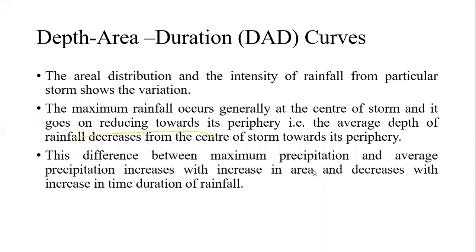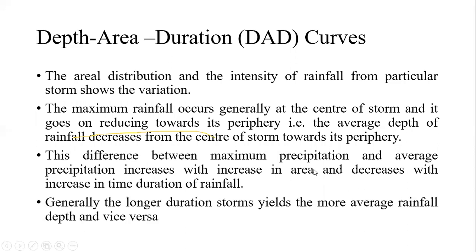The next point about the same is generally the longer duration storms yield the more average rainfall depth and vice versa. What does it mean? If a particular storm lasts for a longer duration, say a whole night or 1 day and 1 night, we can say it is 24 hours. If the rainfall event continued for 24 hours, in that case it yields a more average rainfall, meaning whatever the area has been covered by that storm which occurred for 24 hours, it yields a maximum average rainfall.